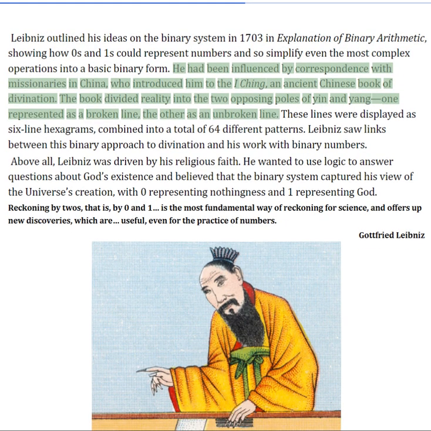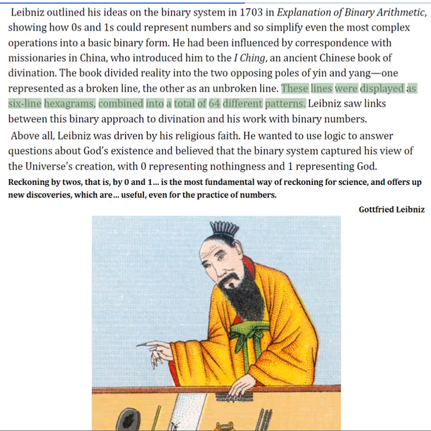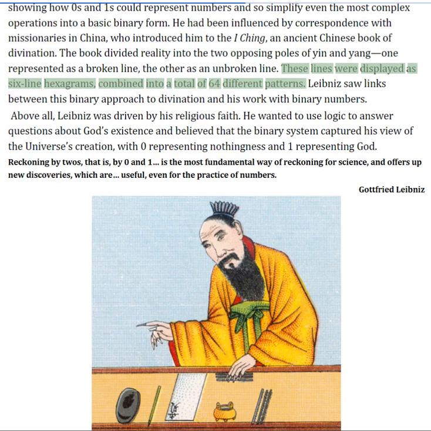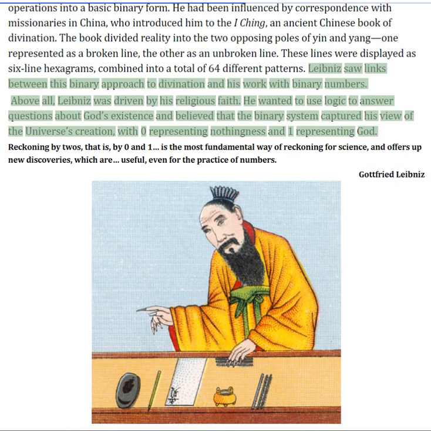He had been influenced by correspondence with missionaries in China, who introduced him to the I Ching, an ancient Chinese book of divination. The book divided reality into the two opposing poles of yin and yang, one represented as a broken line, the other as an unbroken line. These lines were displayed as 6-line hexagrams, combined into a total of 64 different patterns. Leibniz saw links between this binary approach to divination and his work with binary numbers.